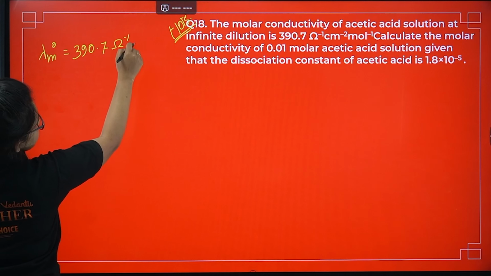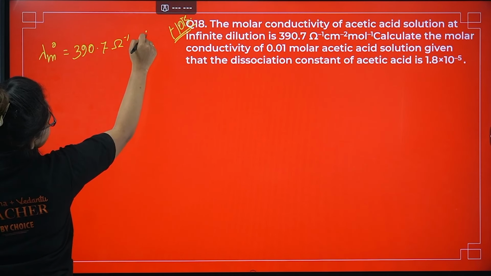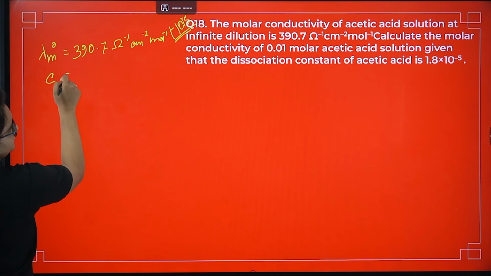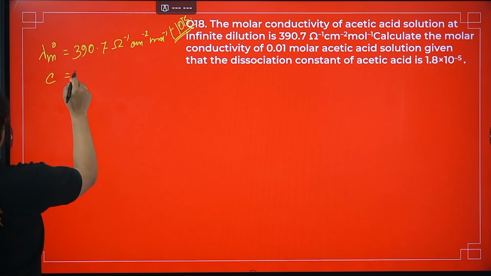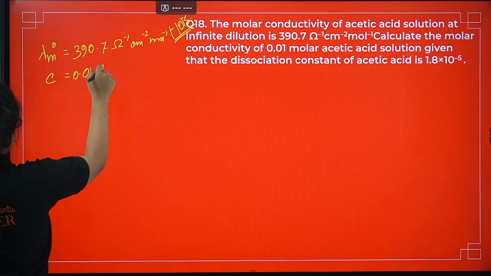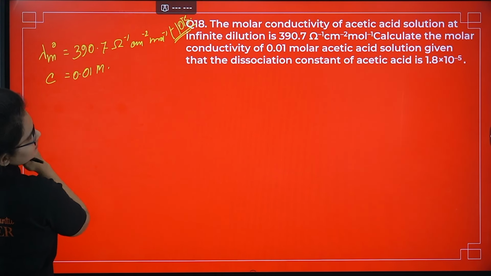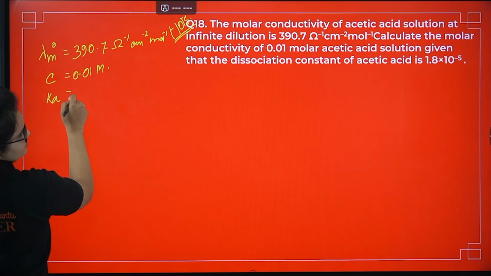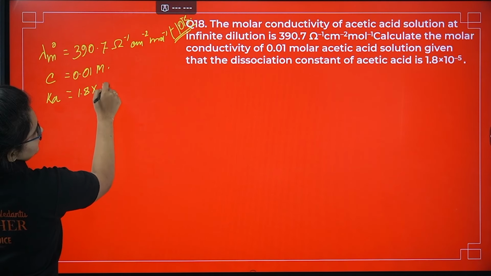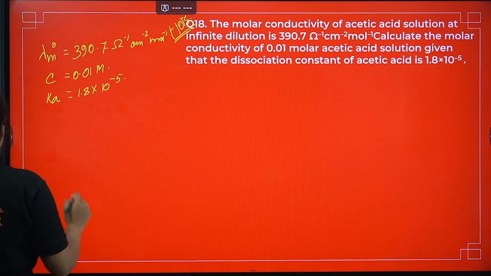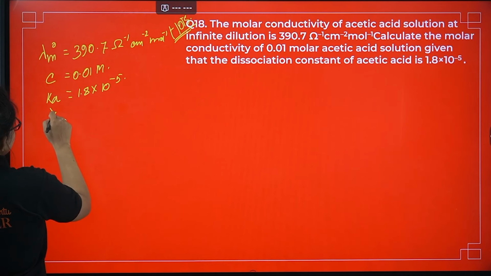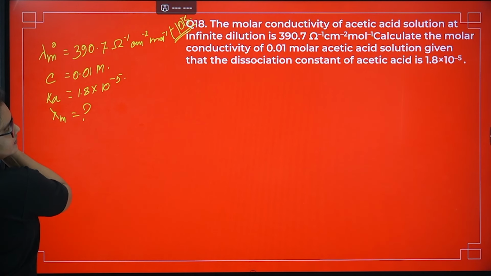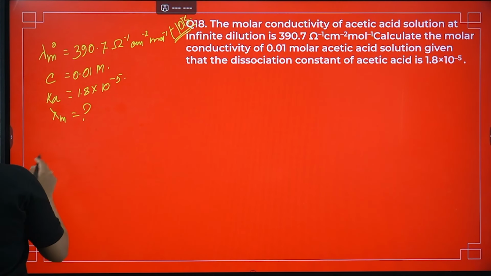390.7 ohm inverse centimeter per centimeter square mole inverse. Fine. So now concentration is also given for the solution, acetic acid 0.01 molar. Anything else is given? Dissociation constant, Ka, is also given, that is 1.8 into 10 power minus 5. Fine. What do you have to find out? We have to find out basically lambda m, molar conductivity.